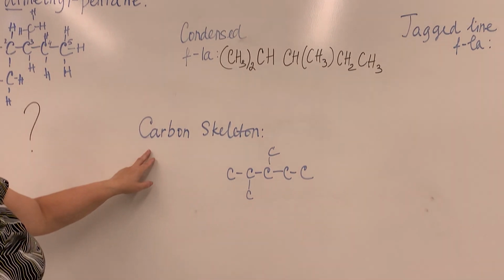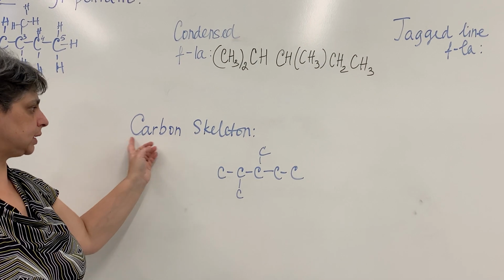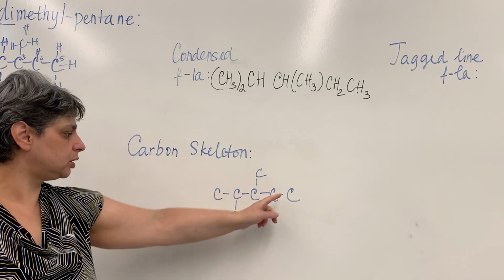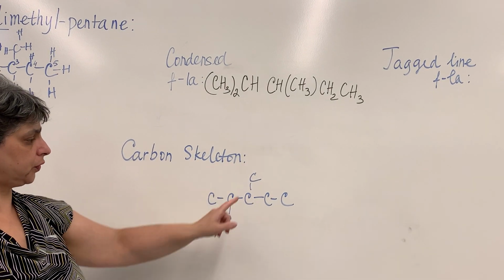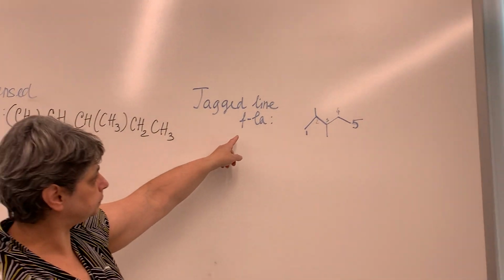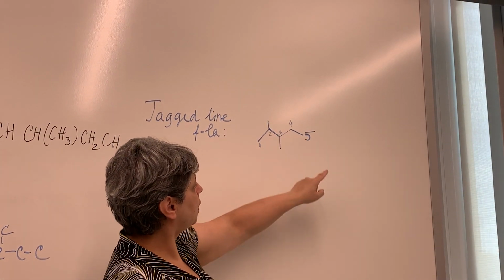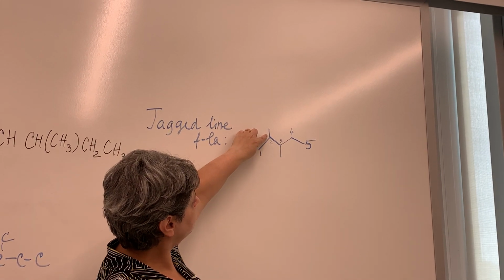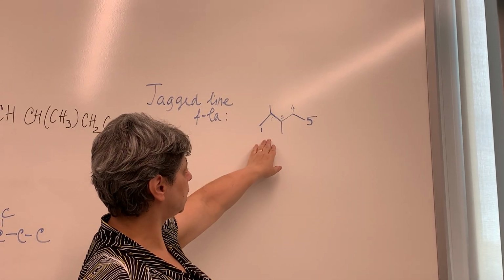Next is carbon skeleton. Skeleton, obviously, from its name, only has carbons in it. So 5 carbons in a row, a carbon off of the second, a carbon off of the third, so that's the carbon skeleton. And finally, the jagged line. I drew 1, 2, 3, 4, 5 carbons in a row. This is the CH3 group that comes off of the second. This is the CH3 group that comes off of the third, so that's the jagged line.